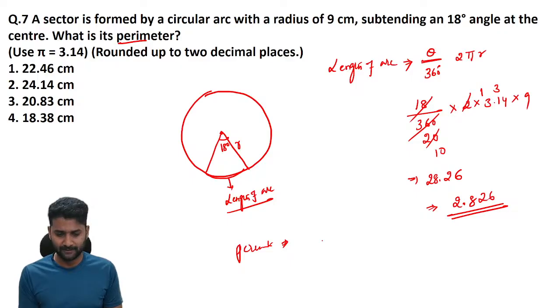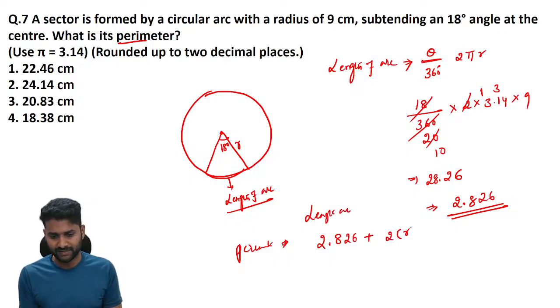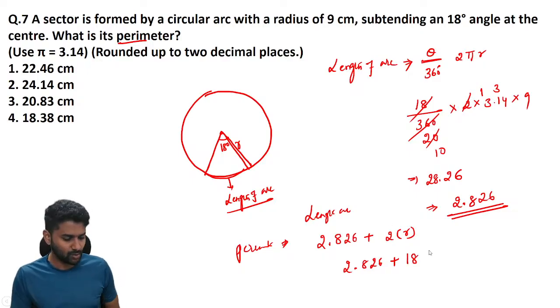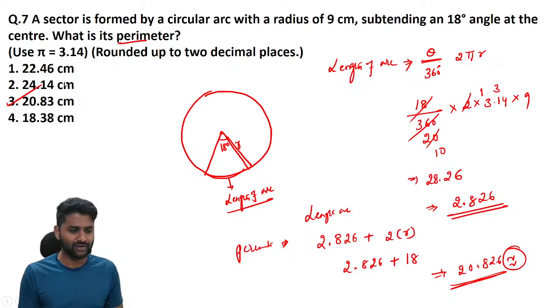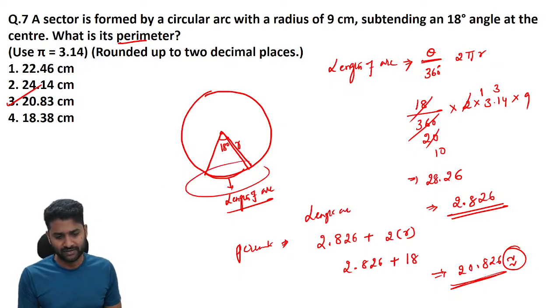Perimeter is all about, see, 2.826. So this is the length of the arc and 2 times the radius. Why? Because we have to add this and this also. So 2.826 plus 2 into the radius value, which is equal to 9. 9 into 2 is equal to 18. Clear? Please let me know in the comments. Is it clear? So now the value becomes 20.826. So we have to identify the approximate value. Then the answer is 20.83.